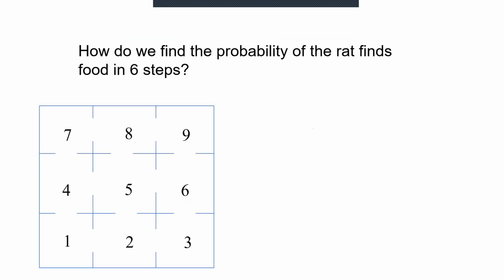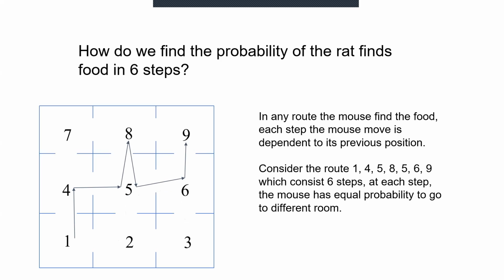Yes, so a similar question is, how do we find the probability that the rat finds food in 6 steps? In one route like this, it takes the rat 4 steps to find the food. But if the rat moves crazily, it would take at most 6 steps to find the food in room 9. So indeed, in any room, the mouse finds the food. Each step the mouse moves is dependent on its previous position. So consider this rule: at each step, the mouse has equal probability to go to different rooms.